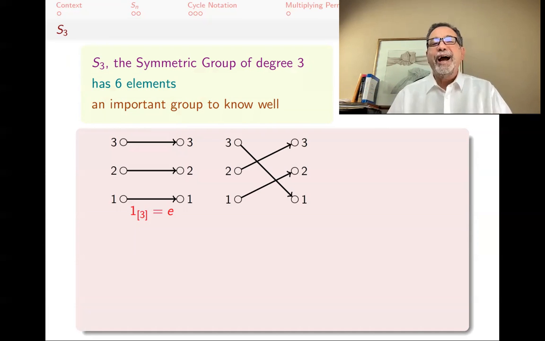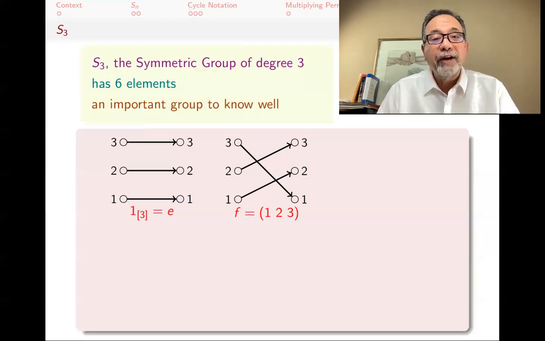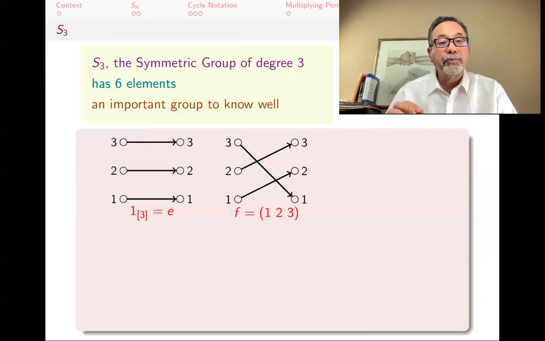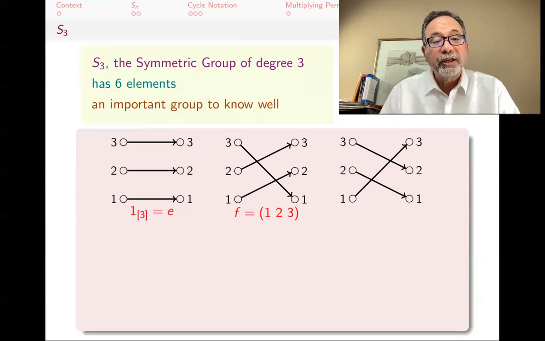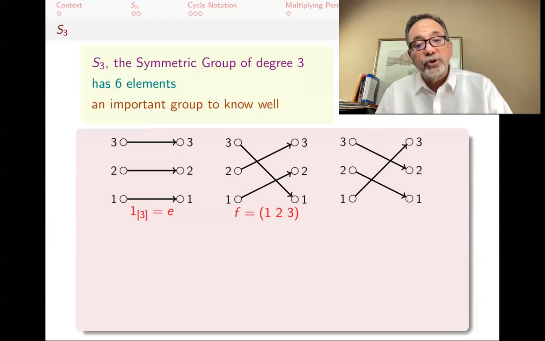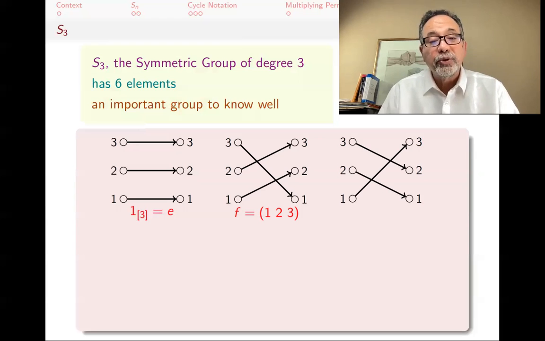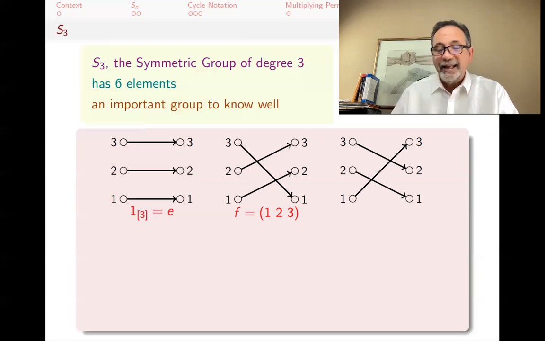I want to do algebra, so I want to give names to these. This guy I'm going to call F. So F is (1 2 3). The next thing I want to do is find F squared. So what's F squared? That's F times F. That means what happens if I do this permutation twice in a row? So 1 goes to 2, but then 2 goes to 3. So 1 goes to 3, and then 3 goes to 2 because 3 went to 1 and 1 went to 2. And 2 went to 3 and 3 went to 1. So 2 goes to 1. So this is F squared.